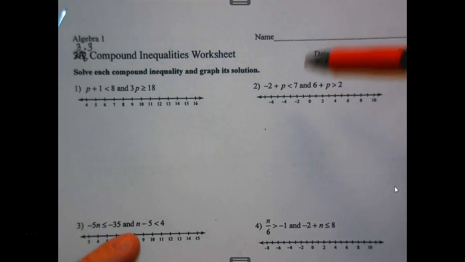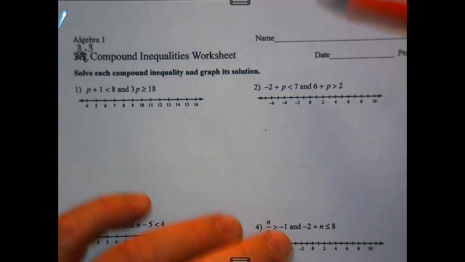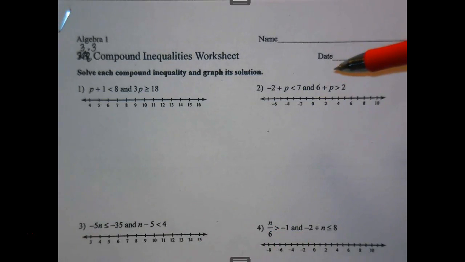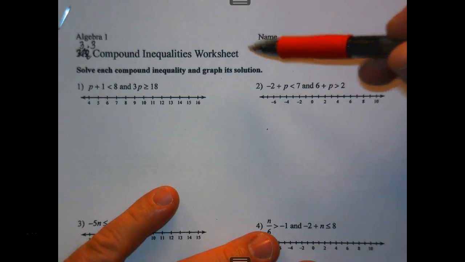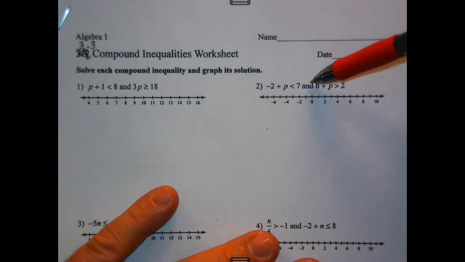In 3.2, we did absolute values, where you had to split it up, right? And if it was greater than or equal to, you used or. And if it was less than or equal to, you used and. So these are not absolute value inequalities. However, they are compound inequalities, which means you have two of them separated by the word and or or.